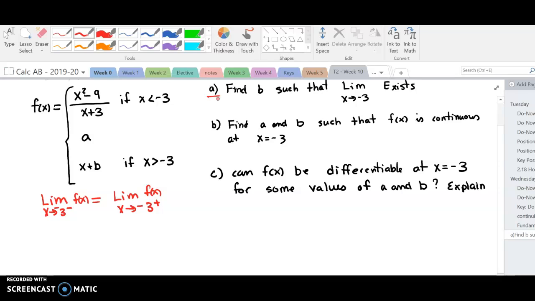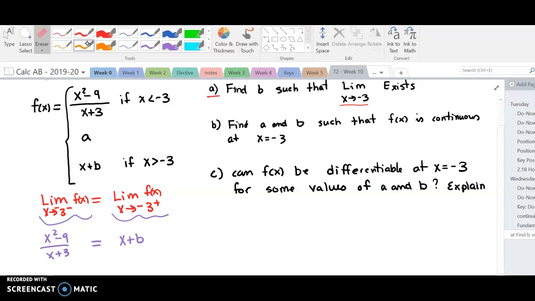In order to tackle part A, to find a value of b such that the limit exists as x approaches -3, we have to check both sides, the left and the right. The left is defined by (x squared minus 9) over (x plus 3), and the right is defined by x plus b. We actually don't care what happens at a for just the limit, because we're looking at the left and right side.